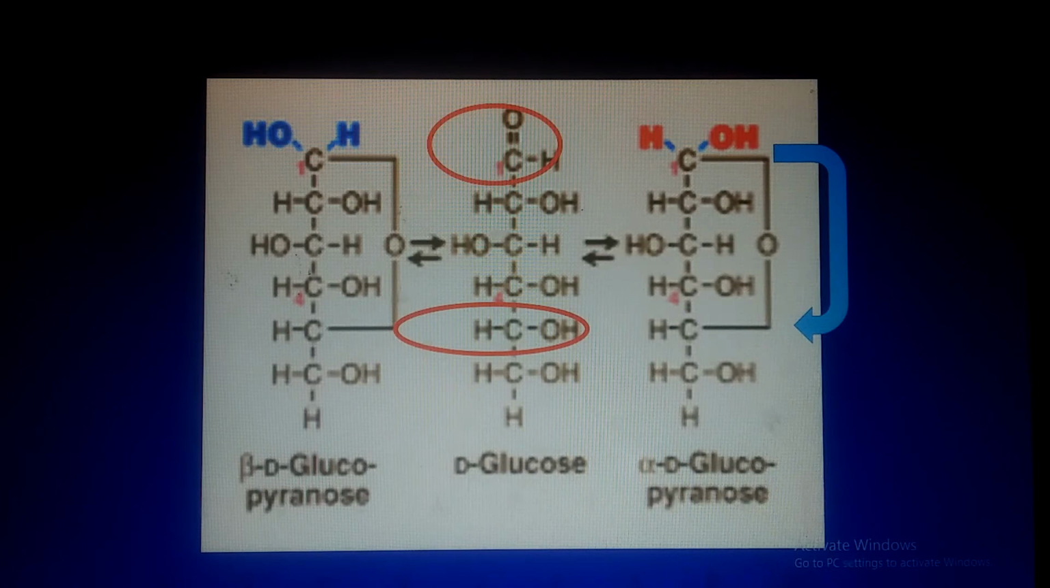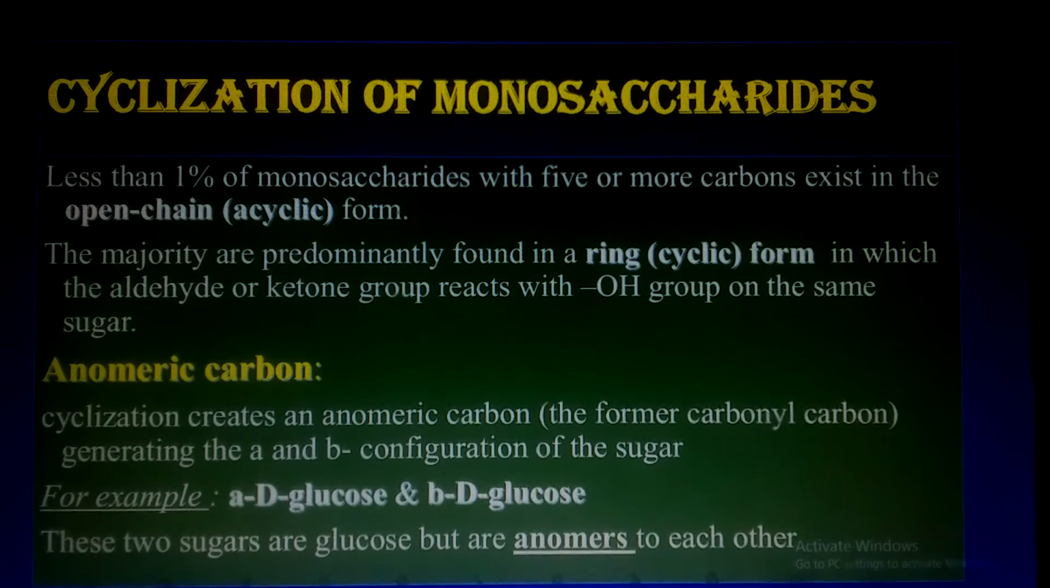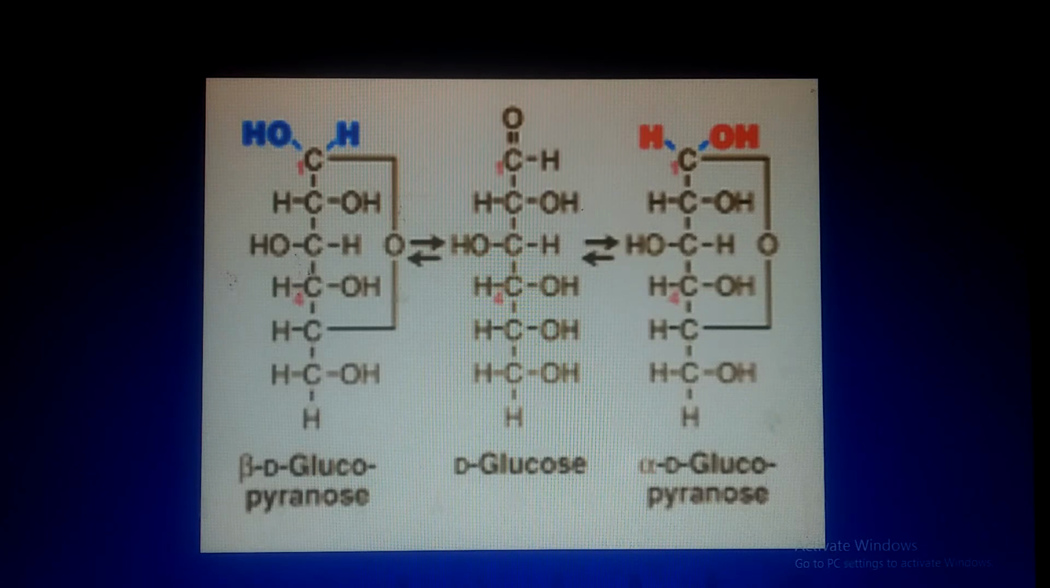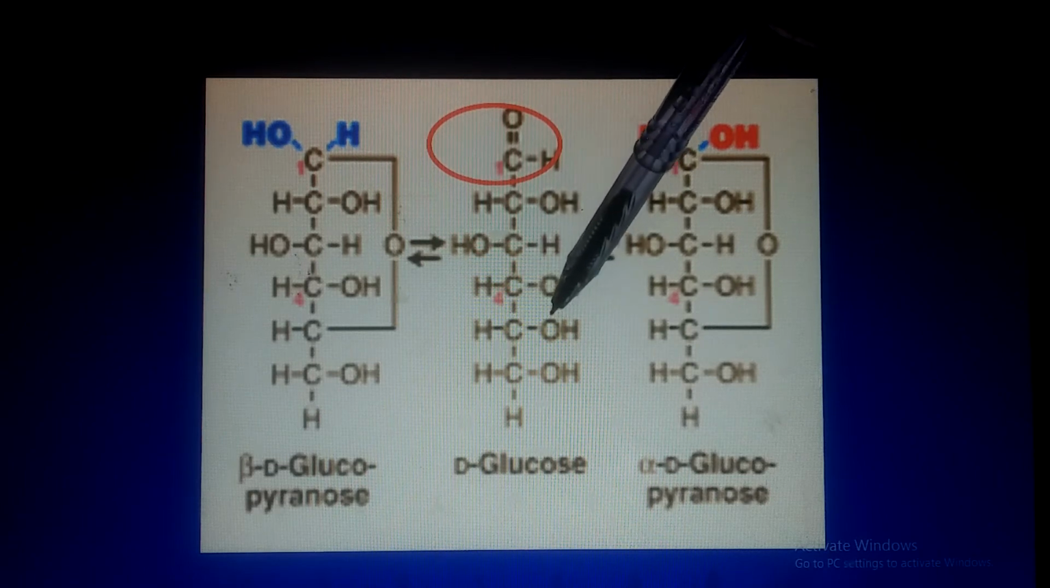You can see here the ring form is produced in which the aldehyde or ketone group reacts with the hydroxyl group on the same sugar. Now in this case you can see here the aldehyde group. In the case of fructose this is the keto group, and in case of glucose this is the aldehyde group. So the aldehyde group reacts with the OH of the same sugar on carbon number 5 and produces the cyclic form of the D-glucose or ring form of the D-glucose.